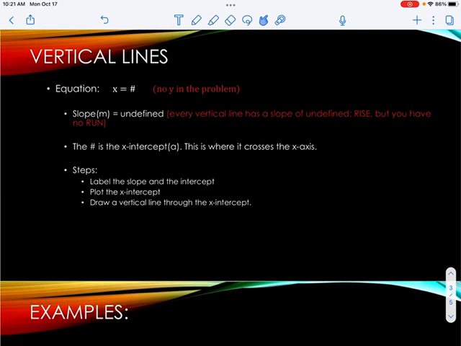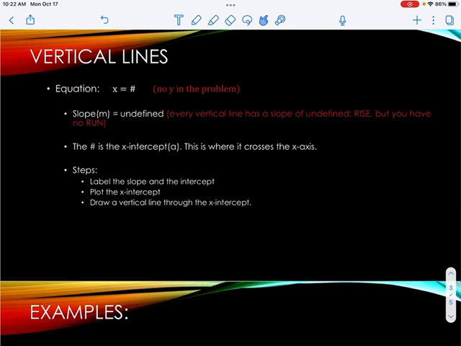Now, vertical lines are the equation x equals some number. So if you notice, there will be no y in the problem. So the y is no longer there. The slope for every single vertical line is undefined. And the reason it's undefined is because we have rise, but we have no run. The number that is there is the x-intercept, or the a, and this is where it crosses the x-axis.